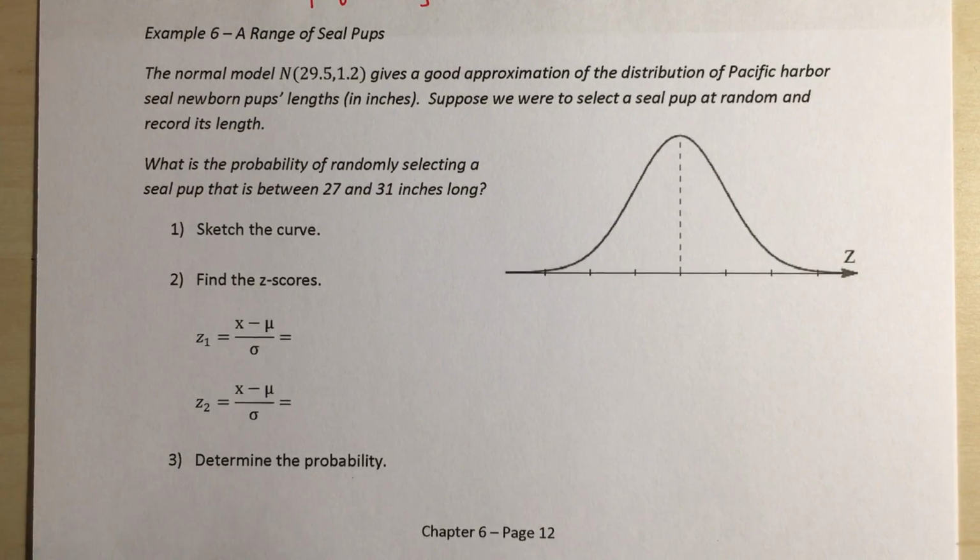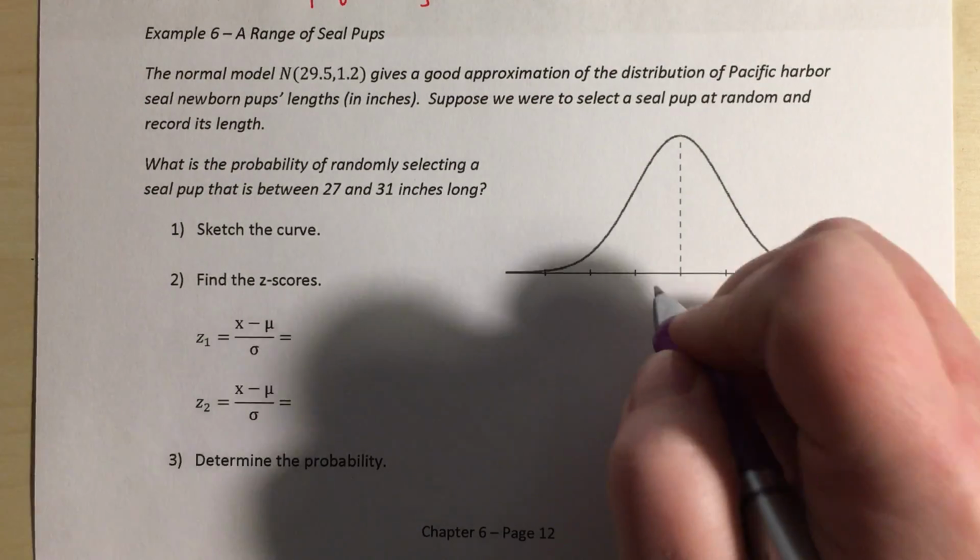Right, so we'll do another example of normal probabilities. The normal model, N(29.5, 1.2) again, we're looking at the distribution of newborn seal pup lengths. Suppose we're to select a seal pup at random and record its length. What is the probability of randomly selecting a seal pup that is between 27 and 31 inches long?